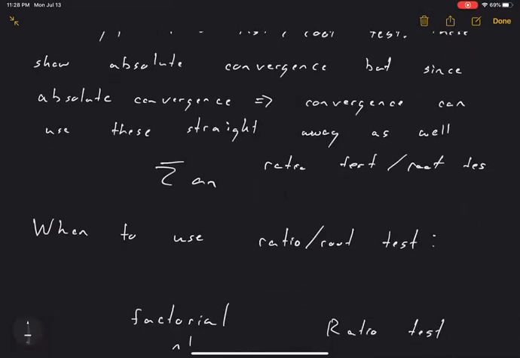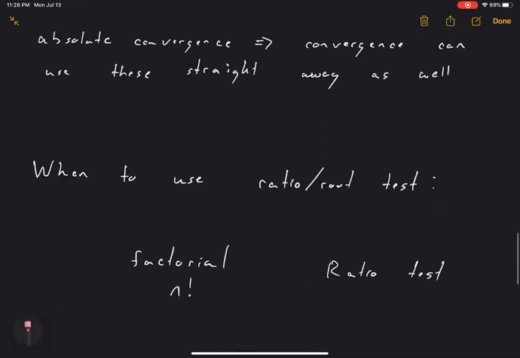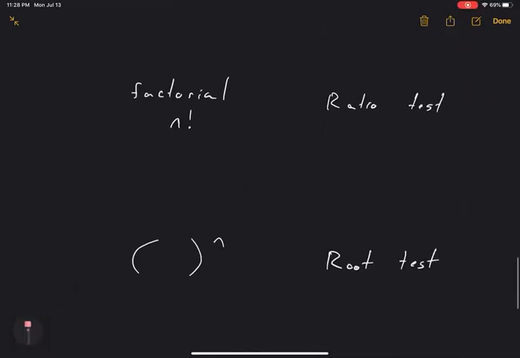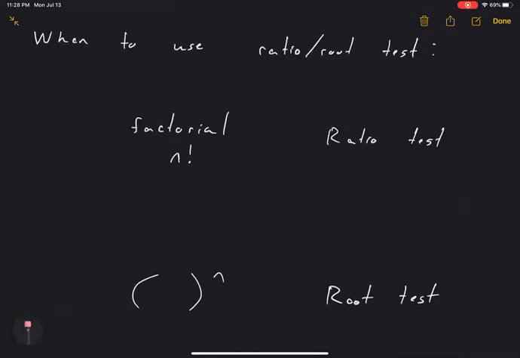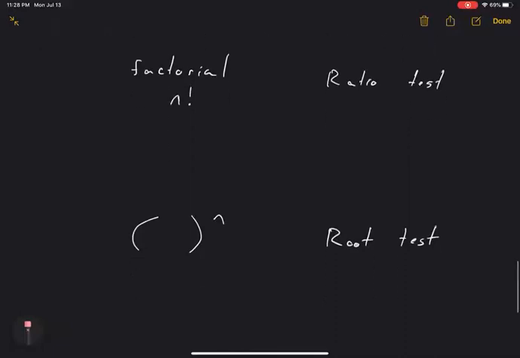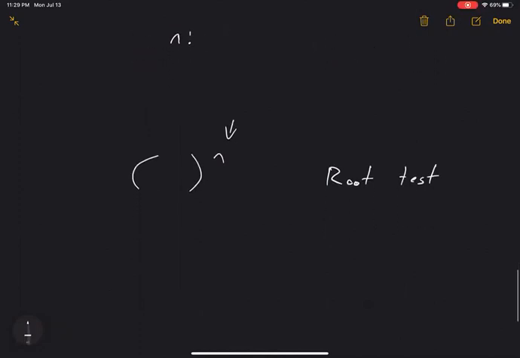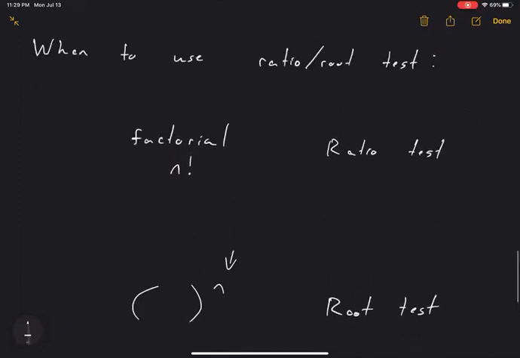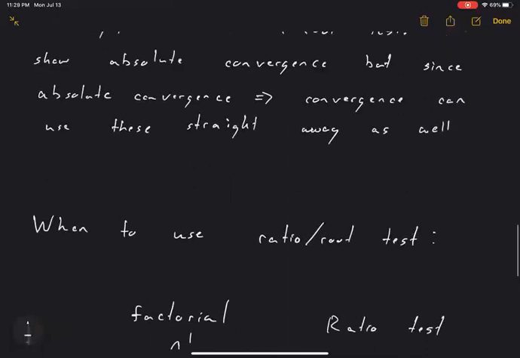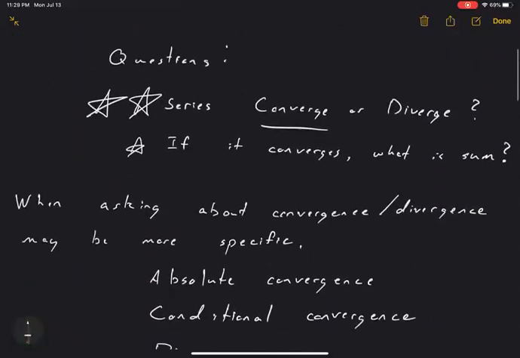And a good guideline, maybe you're asking, when do I use ratio test versus root test? We talked about factorials a little bit in the previous video. If you see a factorial, that's usually going to be ratio test. If you see everything to a power n, that's usually going to be root test. Okay, I say usually because, again, these aren't rules, but they're good guidelines to follow. Okay, so that's a quick overview of a quick strategy for the series.